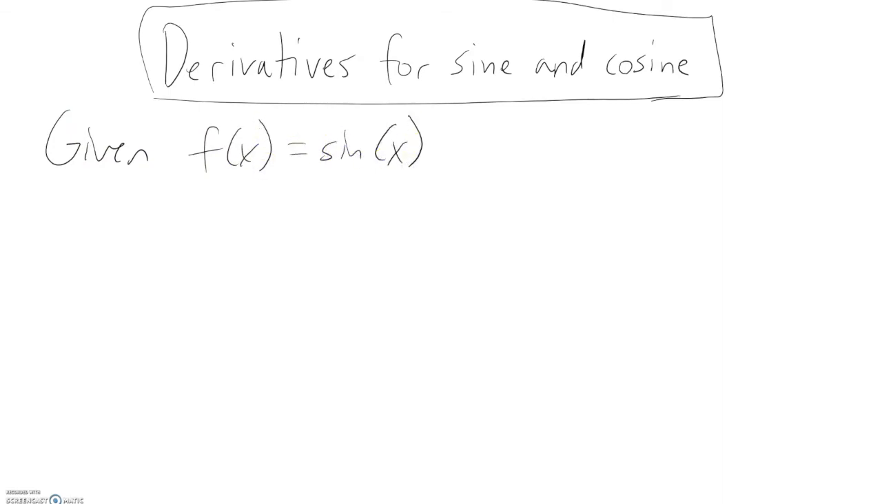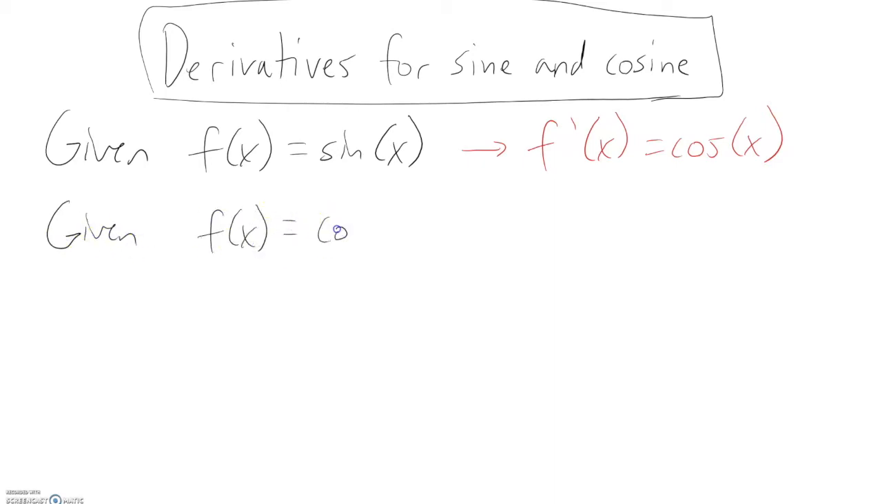So we'll start with, given f of x equals sine of x, its derivative, interestingly enough, is cosine of x. And so it shouldn't be a huge surprise that given f of x equals cosine of x, its derivative has something to do with sine. And the derivative of cosine is negative sine of x.